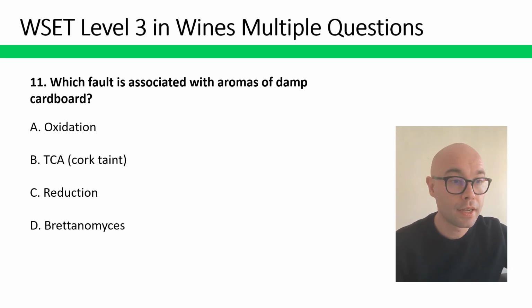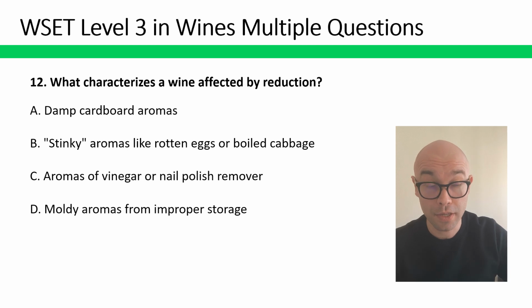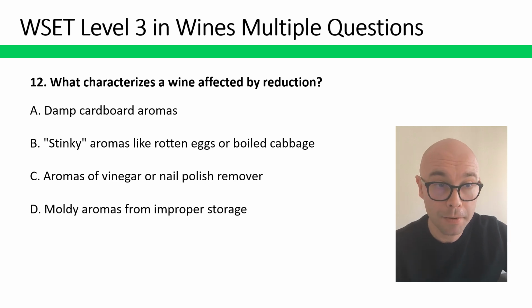Which fault is associated with aromas of damp cardboard? Oxidation, TCA, reduction, Brettanomyces. The correct answer is B, TCA or cork taint. What characterizes a wine affected by reduction? So reduction is the opposite of oxidation. Damp cardboard aromas, stinky aromas like rotten eggs or boiled cabbage, aromas of vinegar or nail polish remover, moldy aromas from improper storage. The correct answer is B, stinky aromas that can remind of rotten eggs or boiled cabbage.